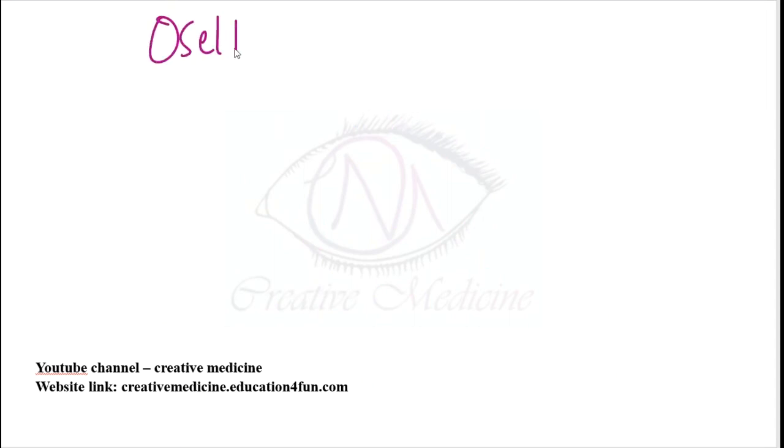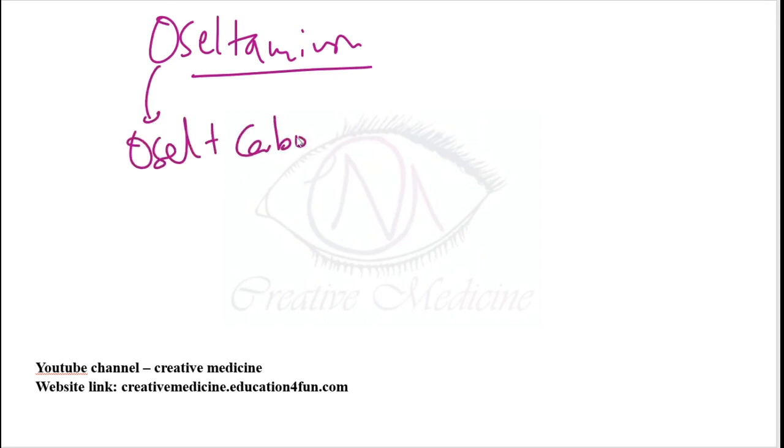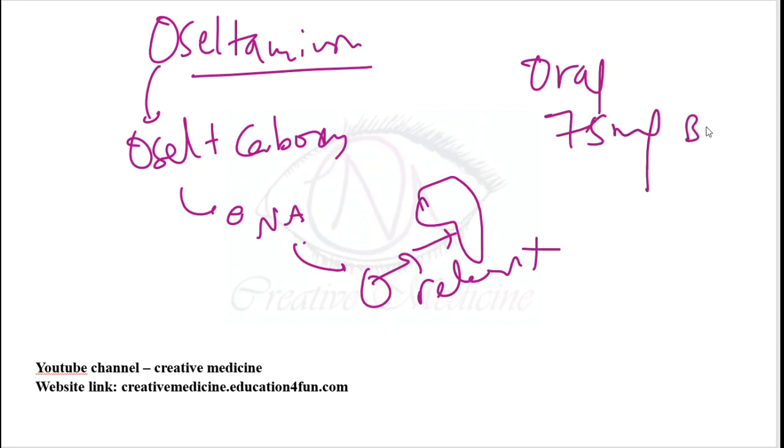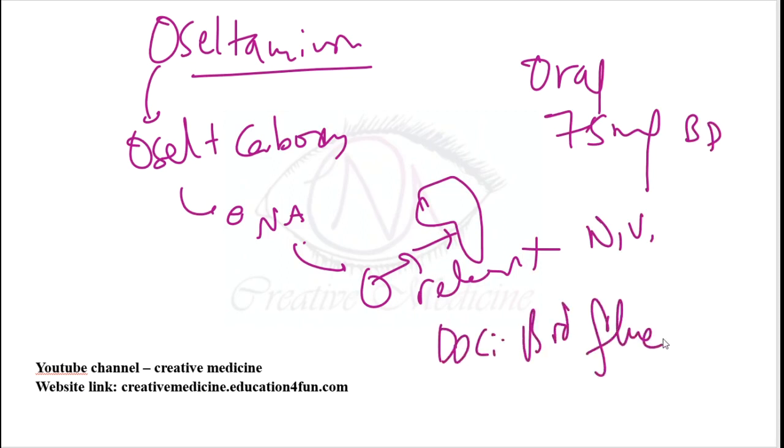Then the next important drug we have is oseltamivir. Oseltamivir is similar to zanamivir. It will get converted to oseltamivir carboxylate, and this will also inhibit the neuraminidase enzyme. Once it inhibits neuraminidase enzyme, release of the progeny virus is lost, and as a result, the virus cannot replicate. It is also given orally, 75 milligrams BD, and it can cause side effects like nausea and vomiting. It is the drug of choice for bird flu and also for swine flu.